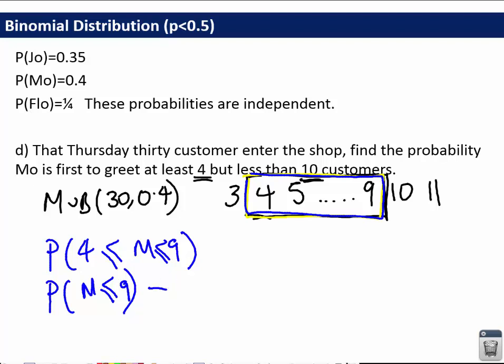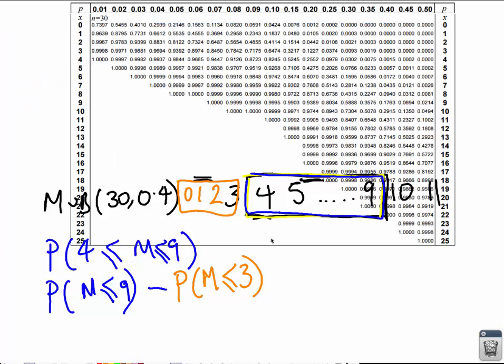The probabilities that we don't want are the 3, the 2, the 1, the 0, not included. So we're going to subtract the probability that Mo is less than or equal to 3. Now these values are cumulative and can be taken from the table again. So now, using the table, make sure you've got the right table.